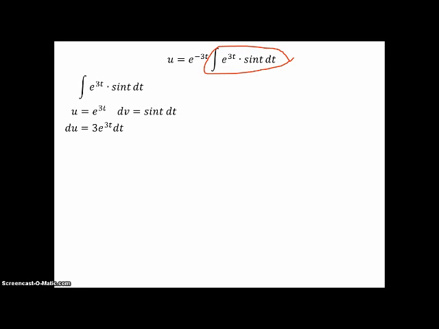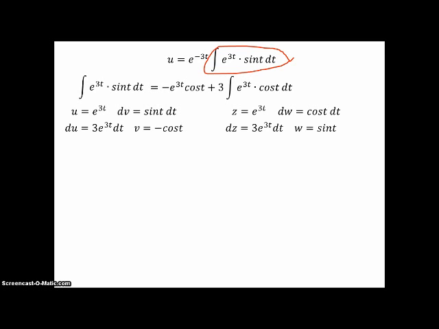Okay, so du is 3e to the 3t dt, and v is negative cosine t. So let's write in our formula for integration by parts, and we get u times v minus the integral of v du, and so the minus negative cosine becomes a positive. Now we have to do integration by parts again, and so I'm going to use different letters. I'm going to let z equal e to the 3t. Notice I'm doing the same thing again. And dw is going to equal cosine t dt. So dz is 3e to the 3t dt, and w is positive sine t.